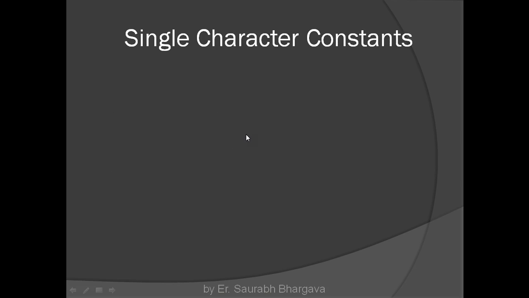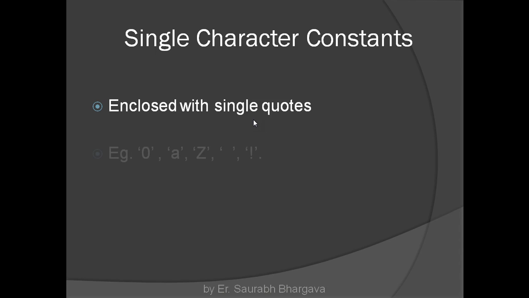Next we see the single character constant. Single character constant is always enclosed with single quotes. If we enclose digits, alphabets, or any symbol or a space within the single quotes, it is called a single character constant. So these are all single character constants.